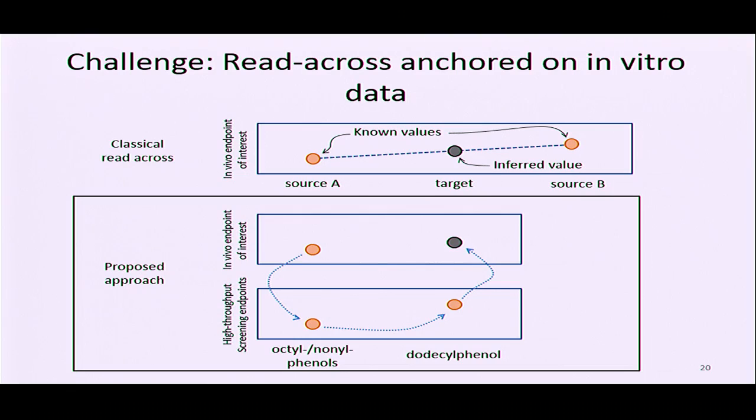What we're talking about here is a little bit different. We're talking about developing a bridging strategy where we have in vivo endpoints on one side of the chemical space continuum, but not the other side, and we're talking about using high throughput screening endpoints, in this case ToxCast, to make that bridge.